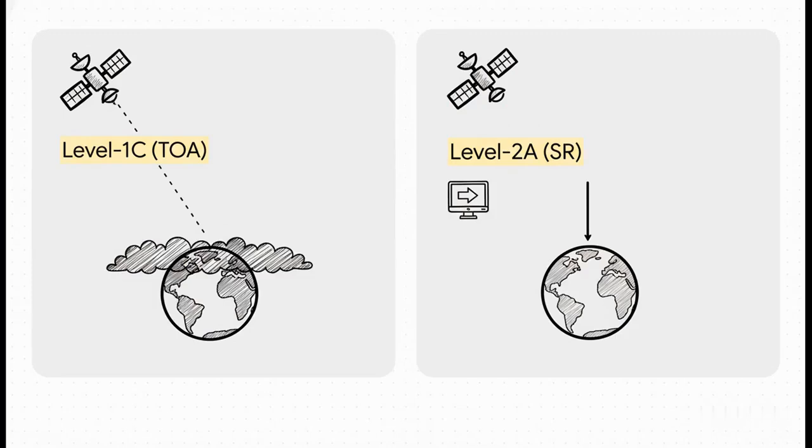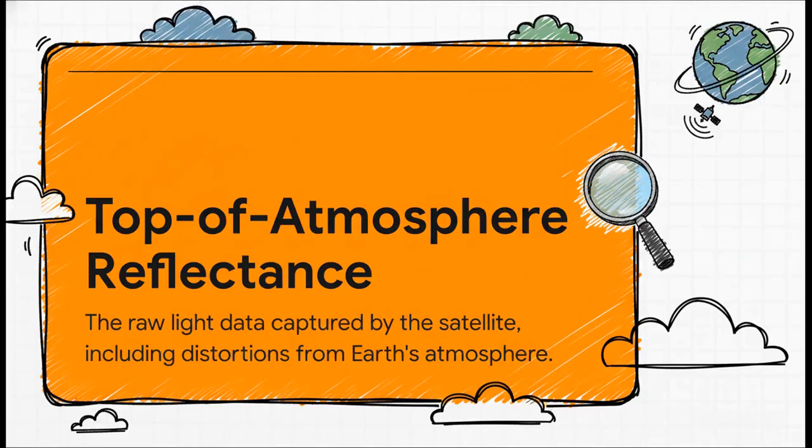So here's the bottom line. Level 1C gives you what's called top of atmosphere, or TOA reflectance. Just think of that as the raw data. Level 2A, on the other hand, gives you surface reflectance, or SR. This is the refined, analysis-ready good stuff. But what do those terms actually mean in practice? Let's use an analogy here.